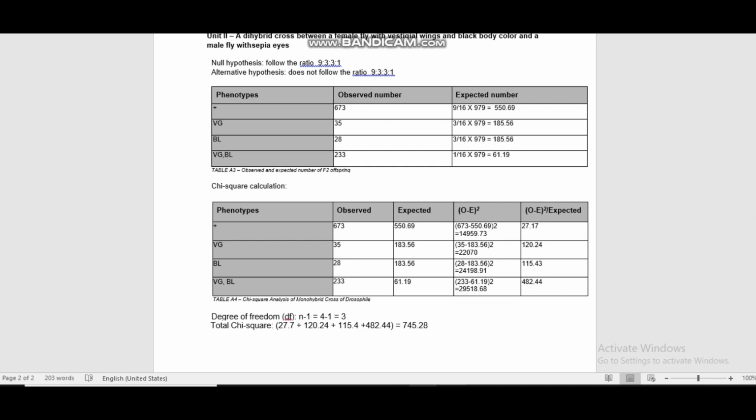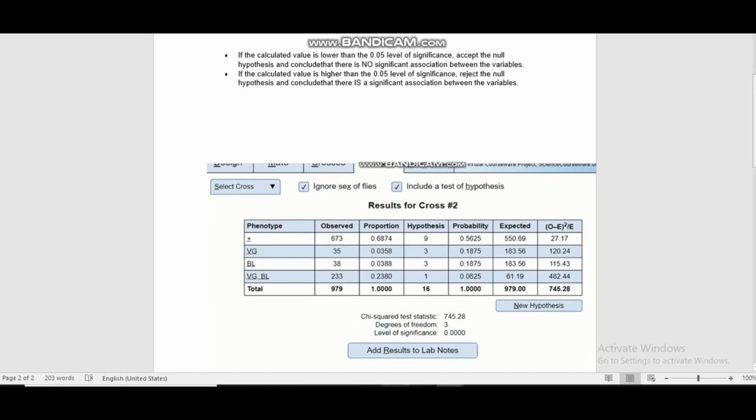In order to know, we have to look at our total of chi-square and degree of freedom. So from this table, we already know that our degree of freedom is 3. So refer to significance of 0.05. So the significance level is 7.8.